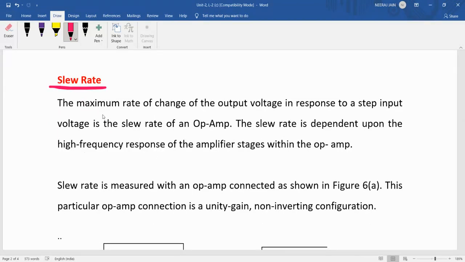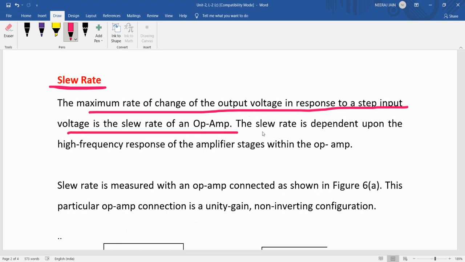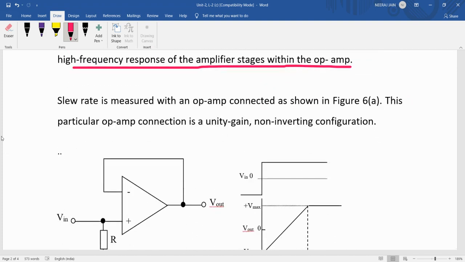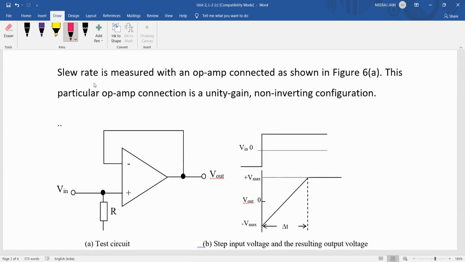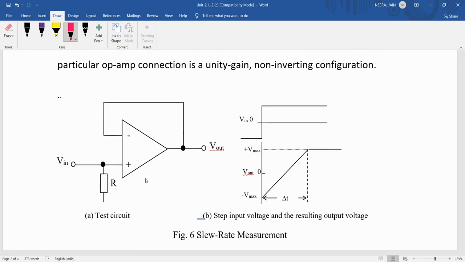The maximum rate of change of the output voltage in response to a step input voltage is the slew rate of an op amp. The slew rate is dependent upon the high frequency response of the amplifier stages within the op amp. Slew rate is measured with an op amp connected as shown in the figure.